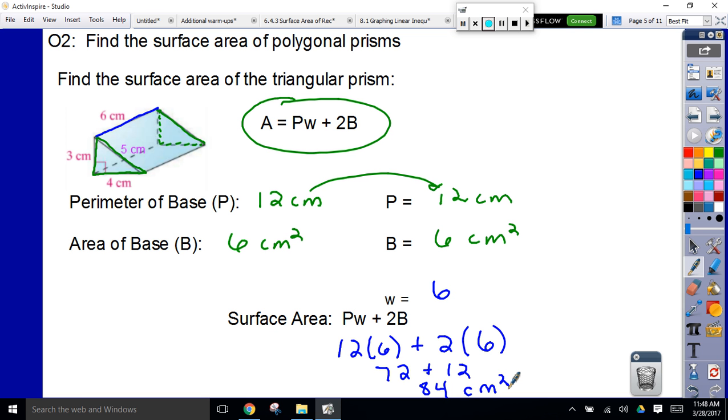Now, I'm not going to ask you to find the surface area of anything that you don't know how to find the area of. So I wouldn't ask you to find the surface area of a pentagonal prism unless I told you what the area of the pentagonal prism was, okay? Because that wouldn't be fair. You wouldn't know what you were doing.